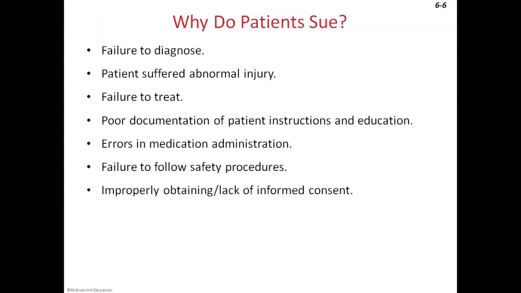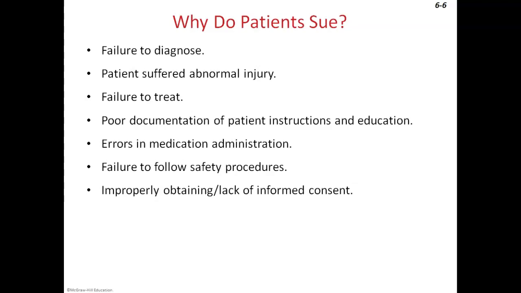Why do patients feel the need to sue? Sometimes they're unhappy with their diagnosis. They feel it was incorrect or ineffective. They suffered an abnormal injury during the surgery or procedure. They feel that the treatment was ineffective or incorrect. There's poor documentation of patient instructions and education. Sometimes there's errors in their medication administration. They were given the wrong dose or the wrong medication.